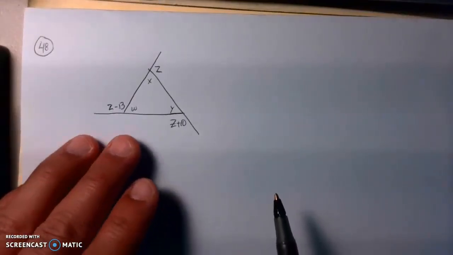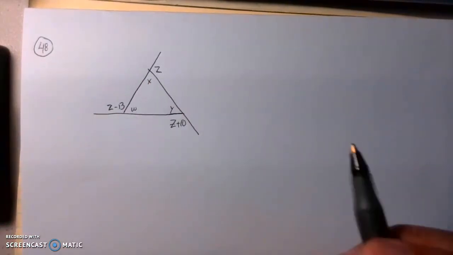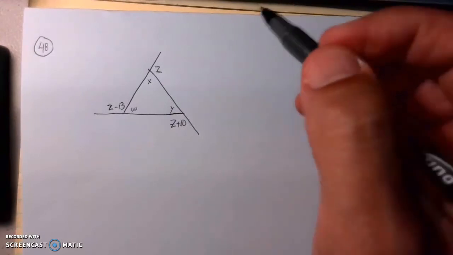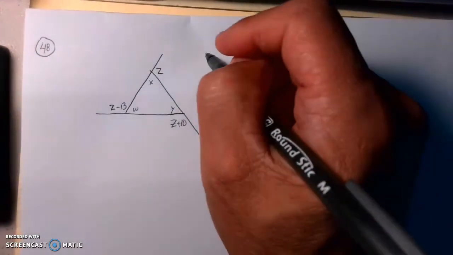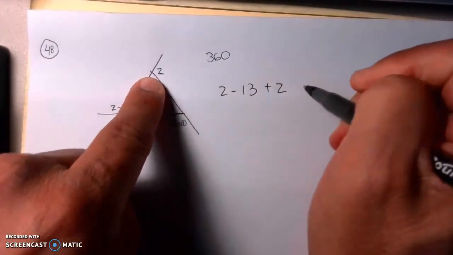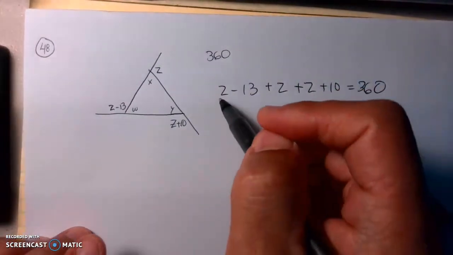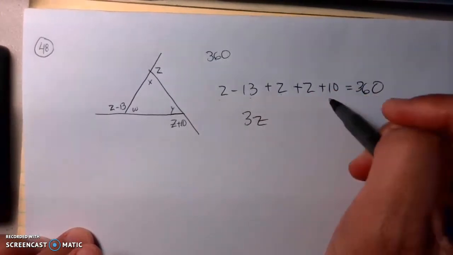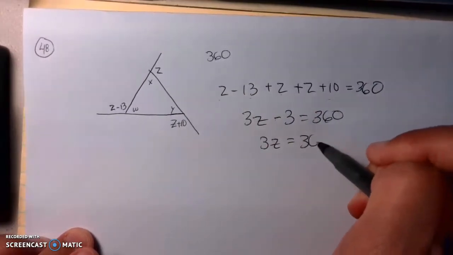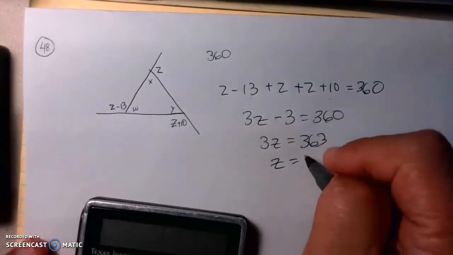Okay, this is problem number 48 here. You have to figure out W, X, Y, and Z. I'm not going to go in alphabetical order. I'm going to solve for Z first. These are outside angles, and in any figure, the outside angles add up to 360. So I'm going to take these exterior angles, Z minus 13 plus Z here plus Z plus 10. All three of those exterior angles add up to 360. Simply solve this. 1, 2, 3Z. Negative 13 plus 10 is negative 3. 360, add 3 to both sides, 363, then divide by 3. 363 divided by 3 is 121.